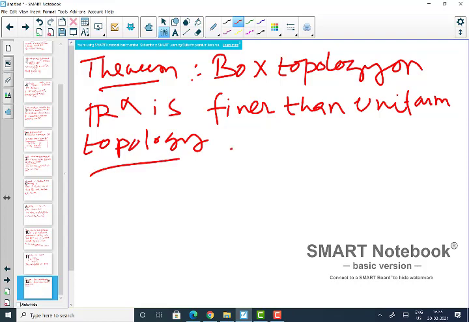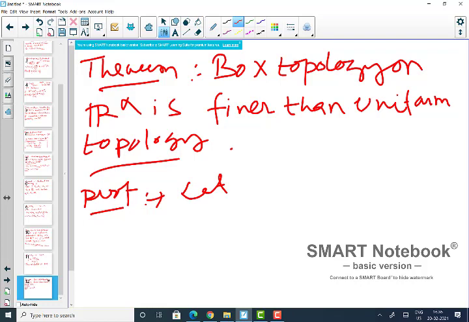So what we need to prove is that if you choose an arbitrary open ball containing the point x, you will have one open set with respect to the box topology inside it. So you start with an arbitrary epsilon ball with respect to the uniform topology around the point x, and you find another open set for the box topology containing the point x and inside that given open ball. Then you are done. So that is the proof strategy.